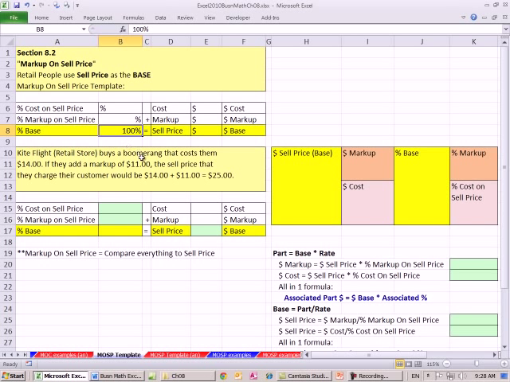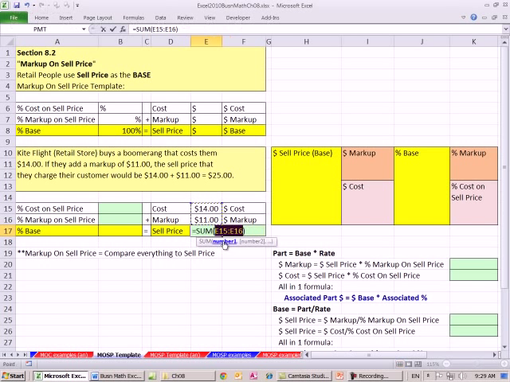Kite Flight, a retail store, buys a boomerang that costs them 14 bucks. If they had a markup of $11, the sell price that they charge the customer would be 14 plus 11 equals 25 bucks. So we're given 2 pieces of information, 11 and 14. So the cost is what? $14. It's pre-formatted, so it comes up like that. And the markup, 11. So that means our sell price, this is our basic markup dollar formula that we've been using in this chapter. I simply add cost and markup to get sell price.